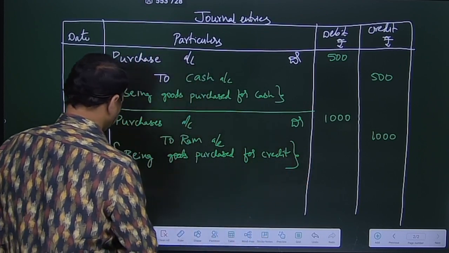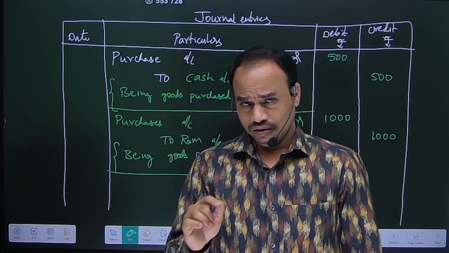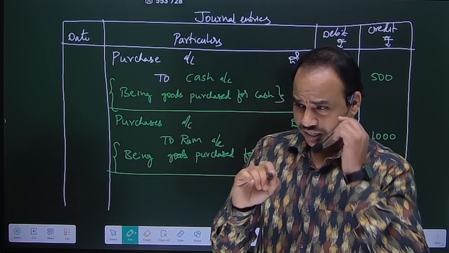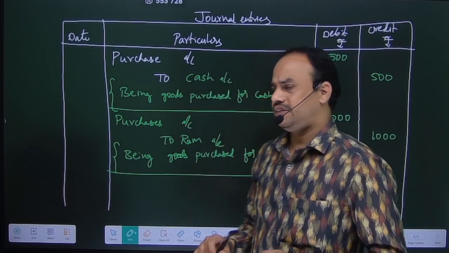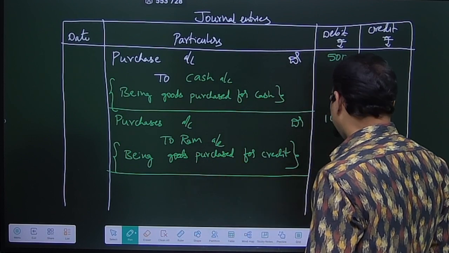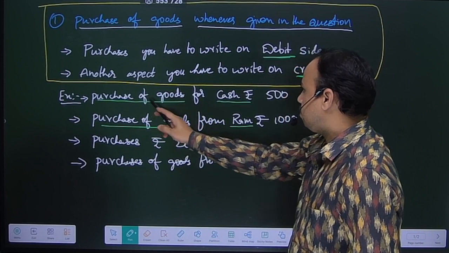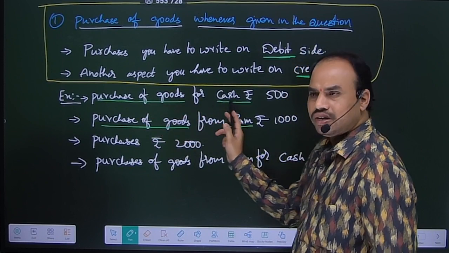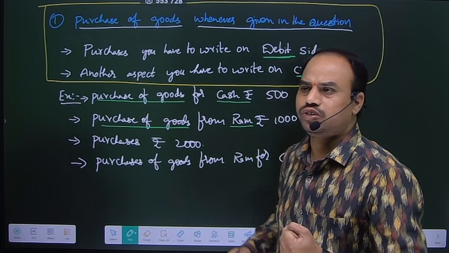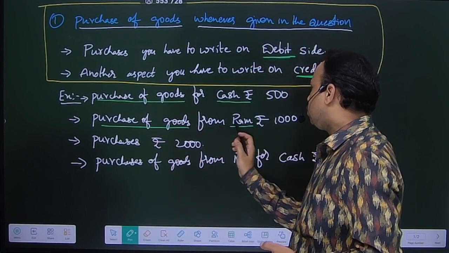Remember here, whenever a name is given in the question, assume that it is a credit transaction. Look at the board. The first question is purchase of goods for cash. That means in this case we purchased goods and we paid cash. Now see the second one, purchase of goods from Ram.